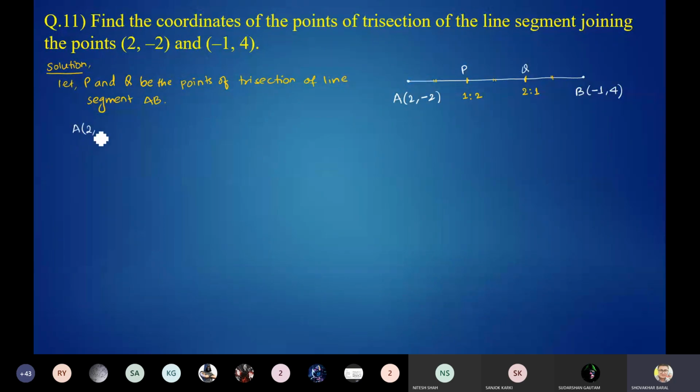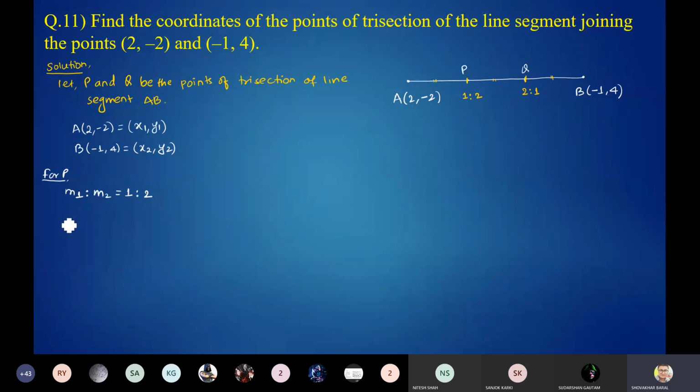So A is (2, -2), let's suppose it is x1, y1, and B is (-1, 4), equals x2, y2. We are going to find the value of P and Q. So for P, so just गरौँ न है, P को लागि रेशियो के छ, m1 is to m2 is equal to 1 is to 2. अब यो x1 y1 x2 y2 दुईटैको लागि एउटै हुन्छ, अब रेशियो चाहिँ P र Q को लागि फरक हुन्छ नि त. So let's write it here. For P, m1 is to m2 equals 1 is to 2.